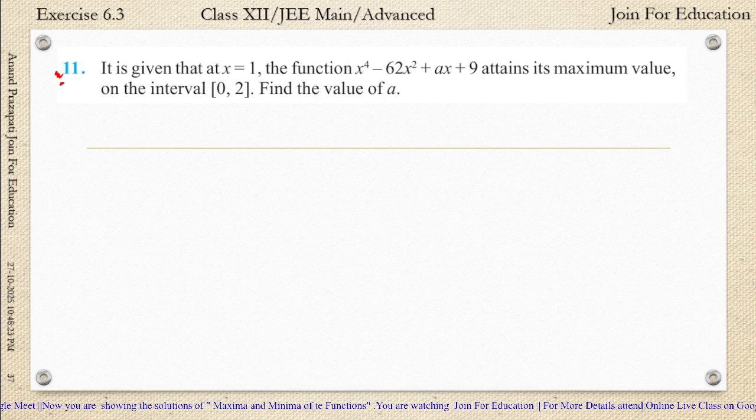In question number 11, it is given that the function x to the power 4 minus 62x square plus ax plus 9 attains its maximum value on the closed interval 0 to 2 at x equal to 1. Find the value of a. In the closed interval, x is greater than or equal to 0 but less than or equal to 2. Let's see the solution.